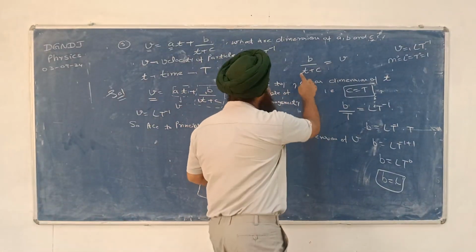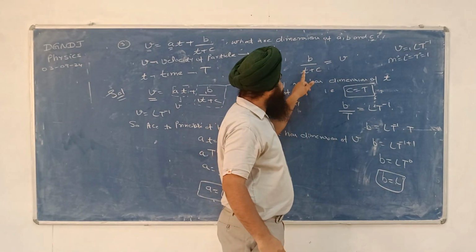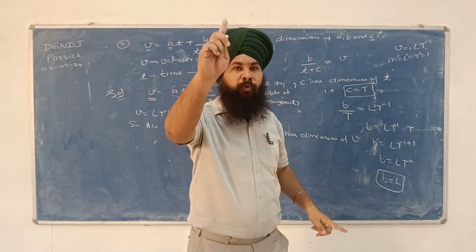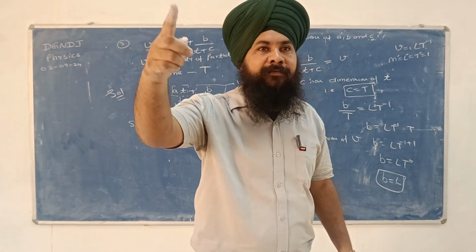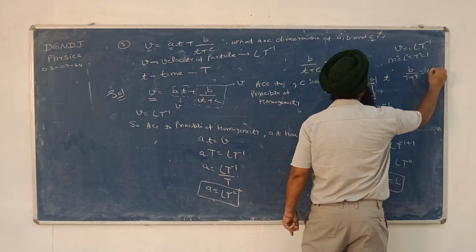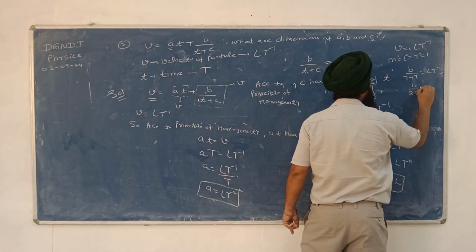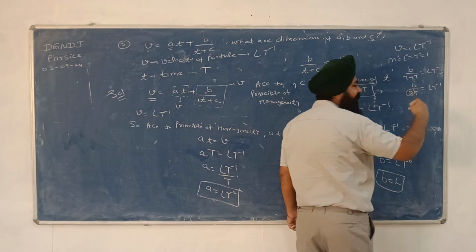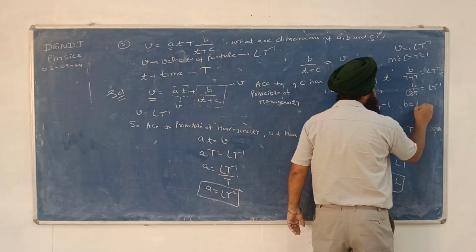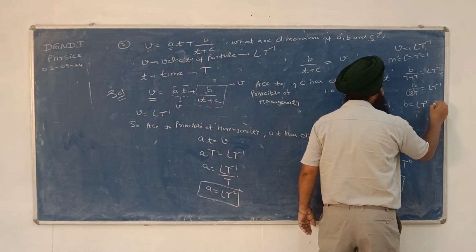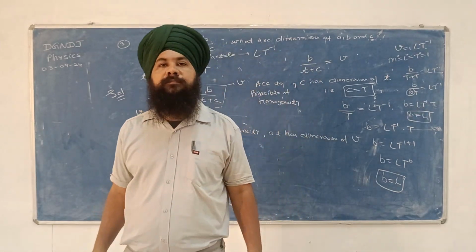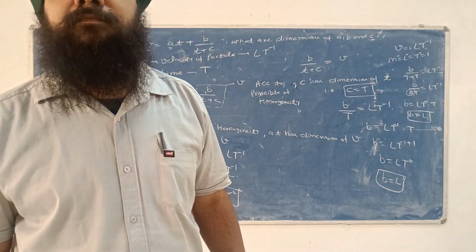C probably this is t plus c. So it means this is time. C is equal to t. This is again time. So t plus t is 2t. So I will write here b by t plus t is equal to lt minus 1. So b by 2t is equal to lt minus 1. This 2 is a constant limit. So our final answer is b is equal to lt minus 1 multiplied by t. So b is equal to l. Understood? So it's only homogeneity.